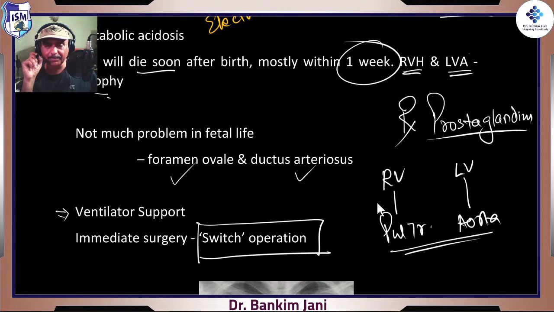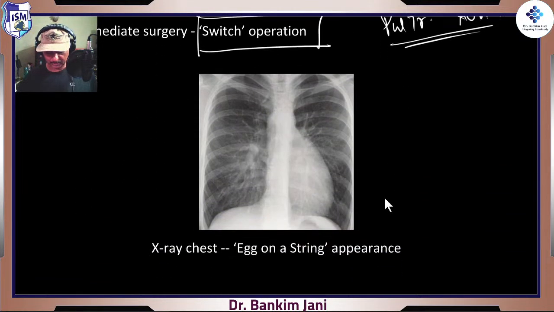Prostaglandin, which is released by the placenta, has one function of keeping the ductus arteriosus open. That is why, the moment the placenta is taken out, prostaglandin stops, so the ductus arteriosus shrinks and gets converted to the ligamentum arteriosum. So if you keep on giving prostaglandin, it will keep the ductus arteriosus open, and that can be a lifesaver, because it would be the only connectivity between the right side and the left side. So that's why this can be given.